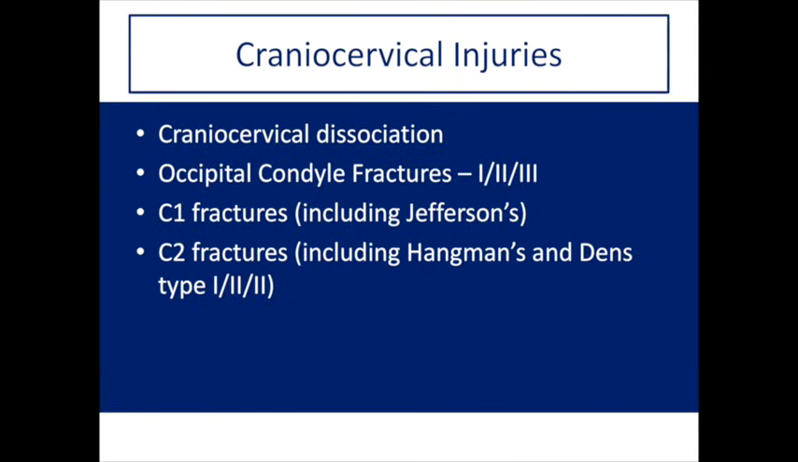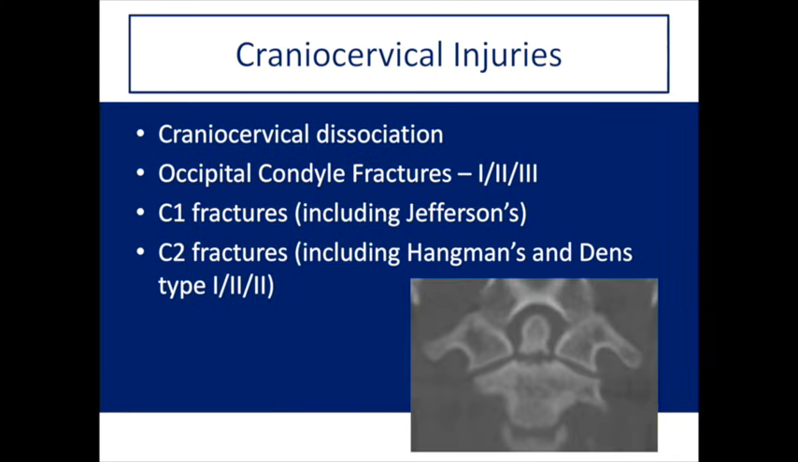C2 fractures or axis fractures also come in a variety of forms. This includes hangman's fractures, which refers to fractures of the bilateral pars or bilateral pedicles. Dens fractures or odontoid fractures can also be separated into three types, type 1, type 2, and type 3. Type 1 odontoid or dens fractures refers to avulsions at the tip of the dens from the alar ligaments. Type 2 dens fractures are fractures through the dens at the body-dens junction.